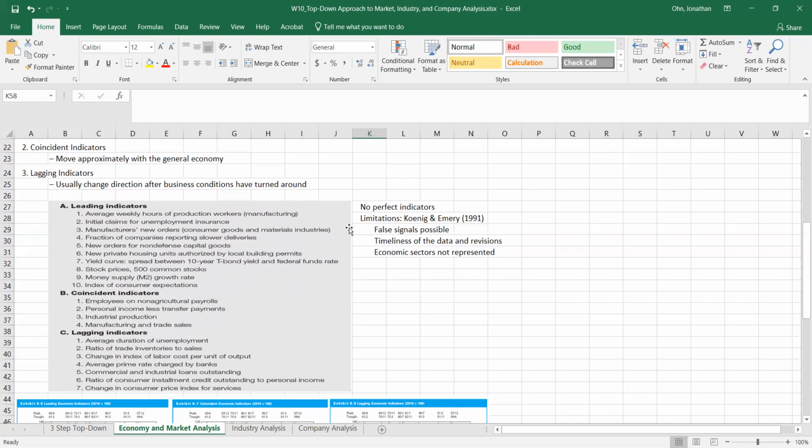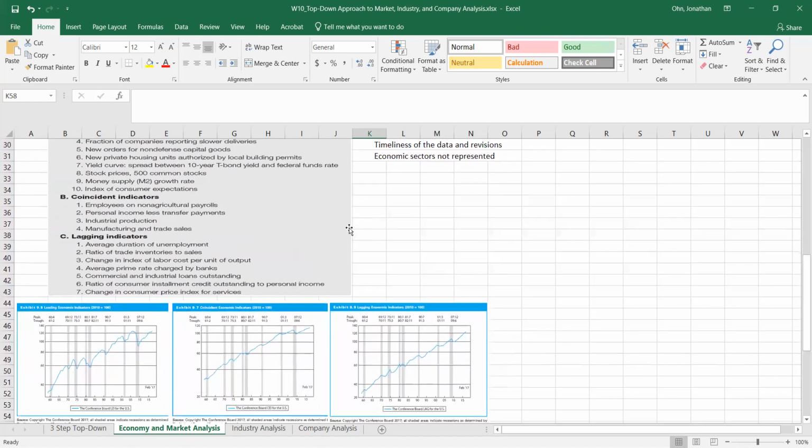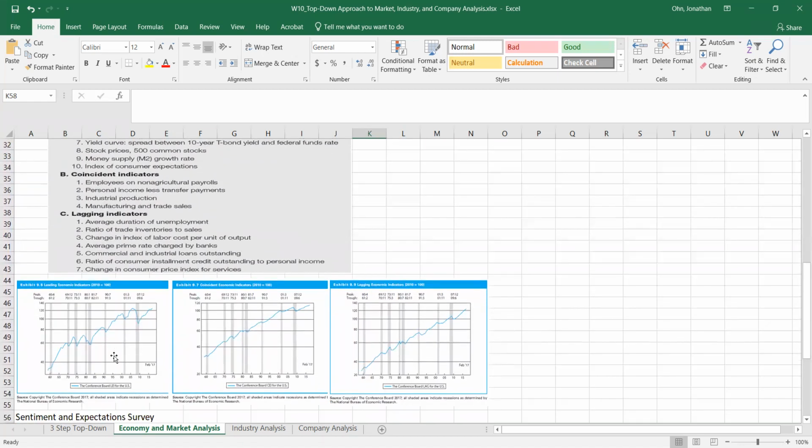Right. So if you watch CNBC, you probably hear some of these, right? They mention the average weekly hours of production workers, or sometimes the initial claims for unemployment insurance, or sometimes new private housing units authorized by local building permits. All these are leading indicators, so they pay attention to them. If you pay attention to the moving direction of these leading indicators, that might give you an indication of future business condition and direction. That's why it's called the leading indicator. If you look at the first graph, what do you see there?